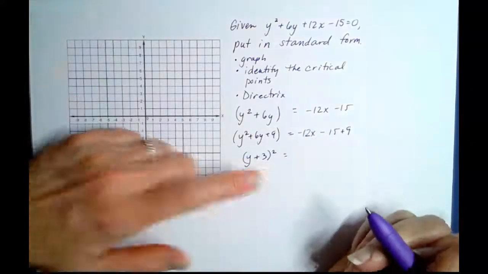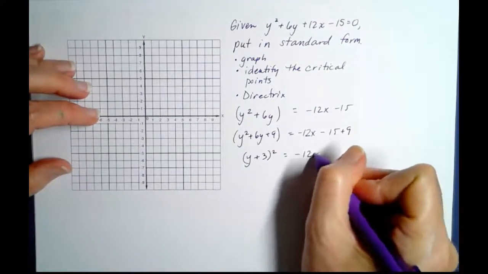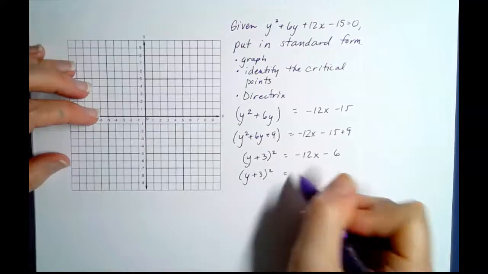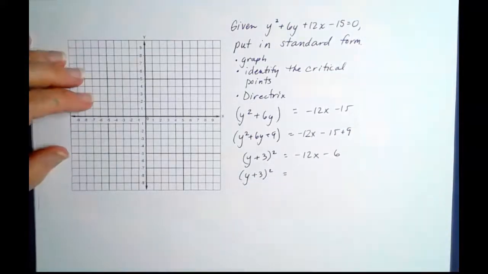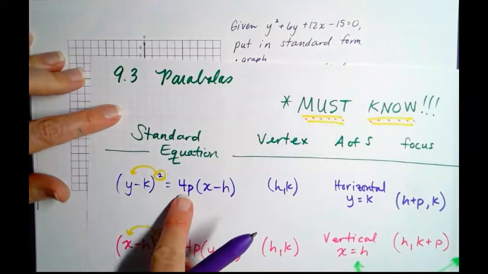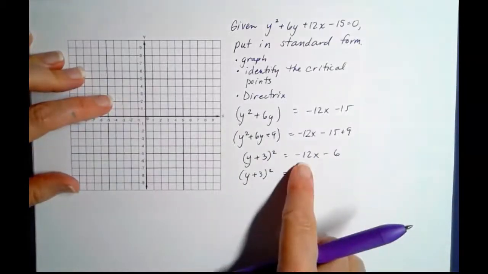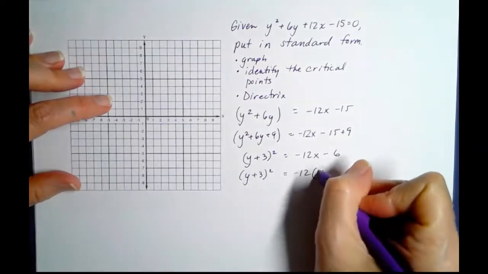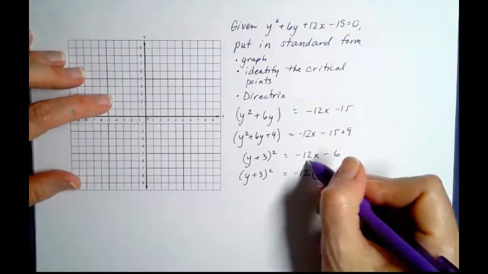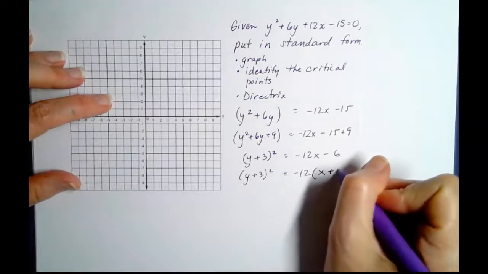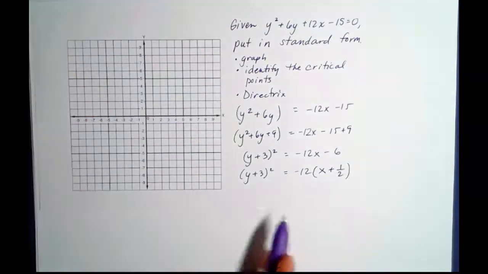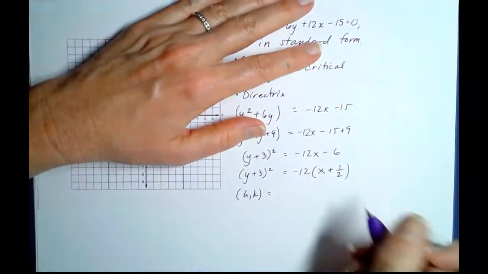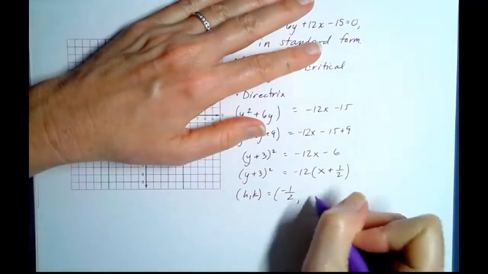That's going to allow us to see our k value right there. On the other side, we've got negative 12x minus 6. So we've got y plus 3 squared. I'm going the last step because, once again, I need to know what 4p is equal to. So I've got to factor out that negative 12. So when negative 12 comes out, we're going to be left with x, and then negative 6 divided by negative 12 is going to be plus 1/2.